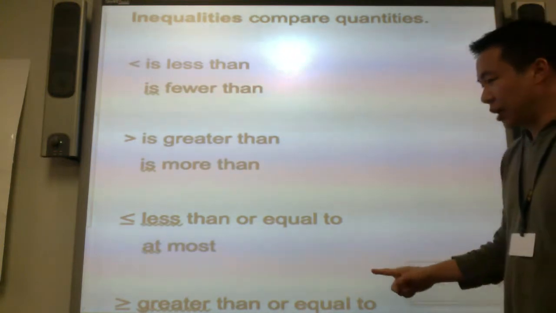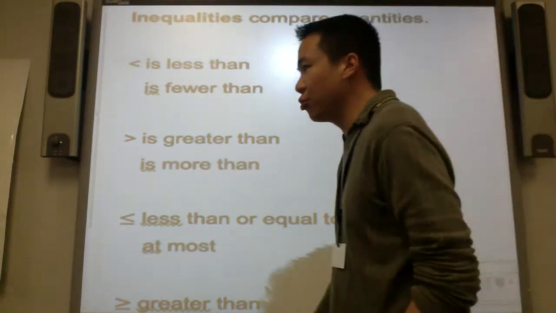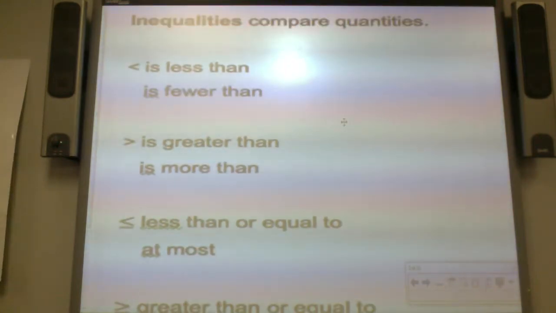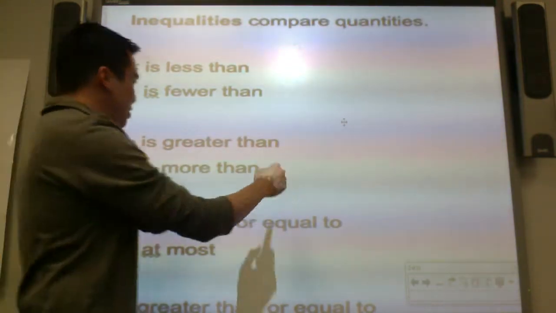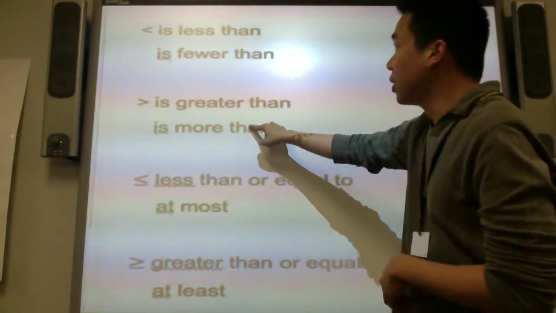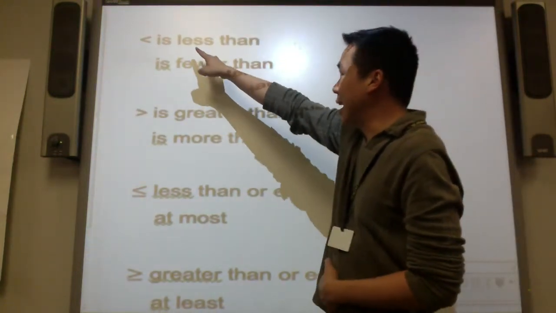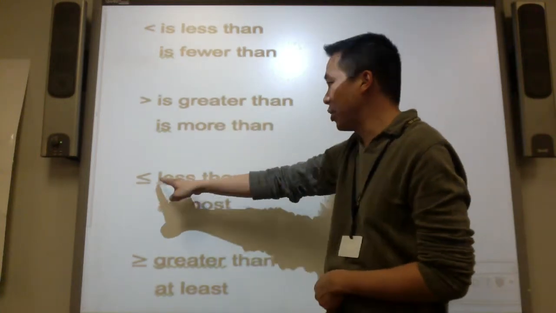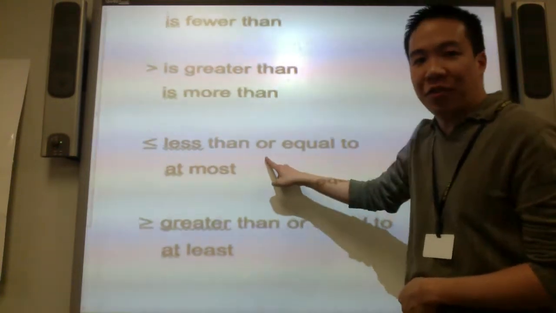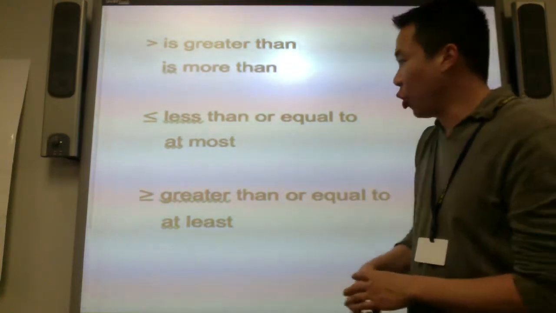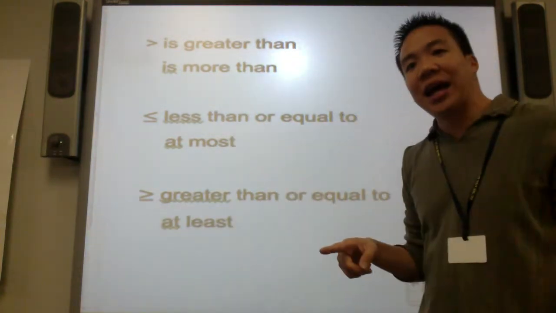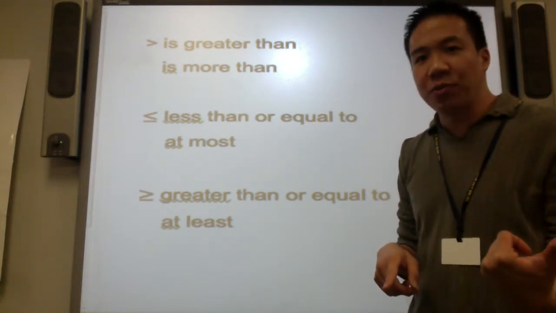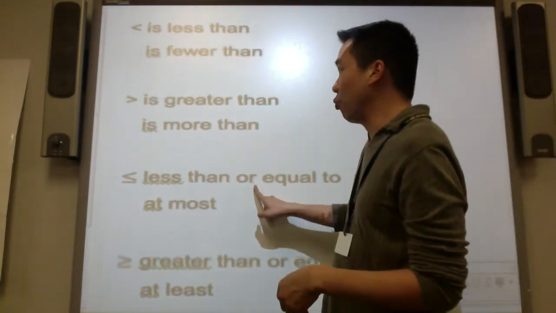So again, in case you are still having issues with inequalities, you have inequality compare quantities. So we have different examples. We have less than, which is fewer than. We have greater than and more than. We have less than or equal to, or at most. And we have greater than or equal to, or at least. Go back to the last presentation, last YouTube video, on write inequalities and represent solutions if you're having a little difficulty knowing which one is which.